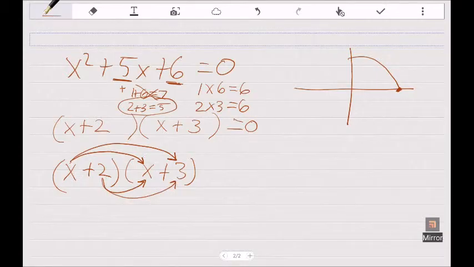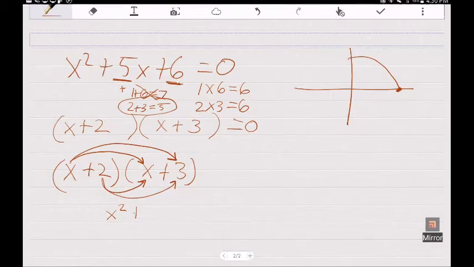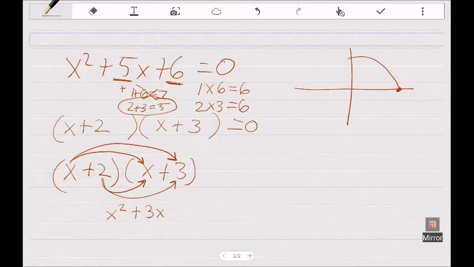What is x times x? X squared. What is x times 3? 3x. Second part. What is 2 times x? 2x. 2 times 3? 6. Now notice, I multiplied 2 times 3. That's where this 6 is coming from. My 2x and my 3x combining is where my 5x comes from.